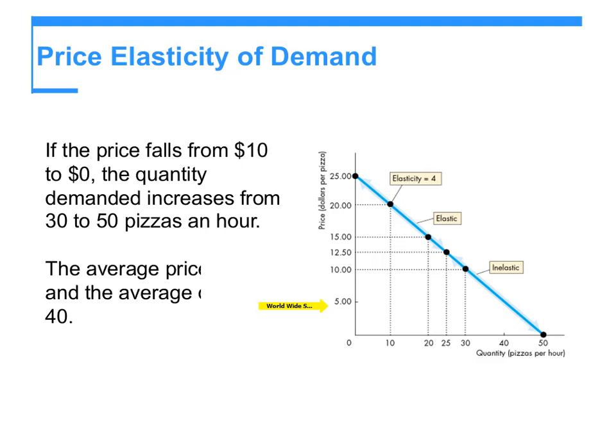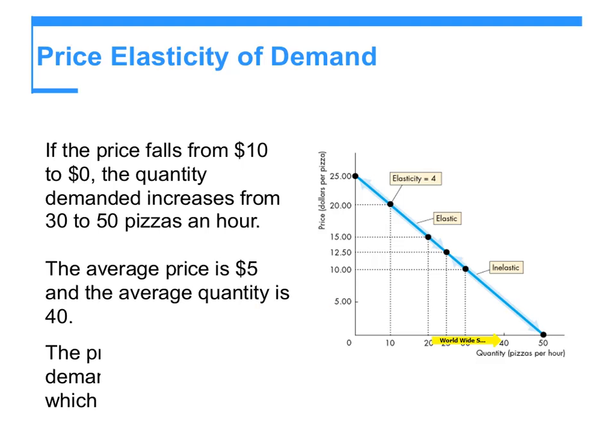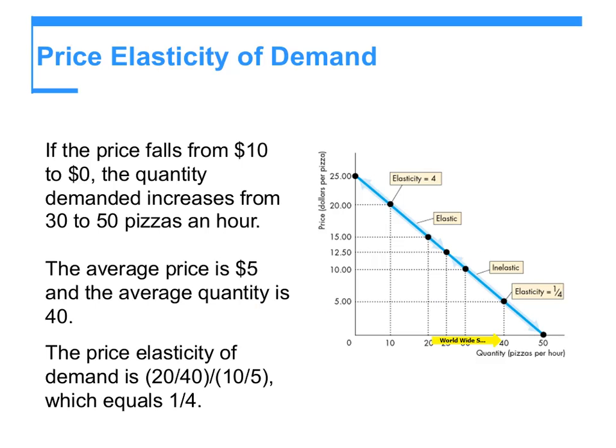Okay, here the average price is 5, as you can see here, and the average quantity is 40. If you do that calculation, the price elasticity of demand is 20 out of 40, divided by 10 divided by 5, which equals 1/4. If you remember, previously we said anything less than 1 is inelastic, anything more than 1 is elastic. That's why lower than this midpoint on this linear curve is inelastic. Above this midpoint on this linear curve, we call it elastic.